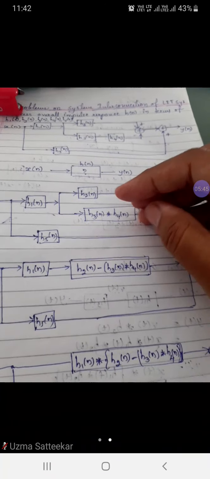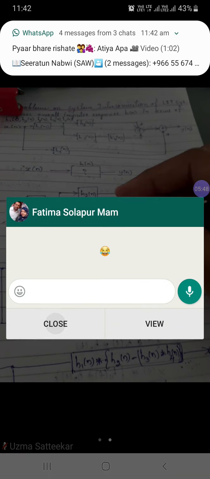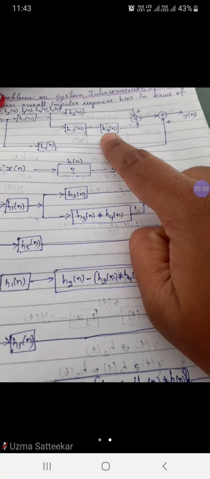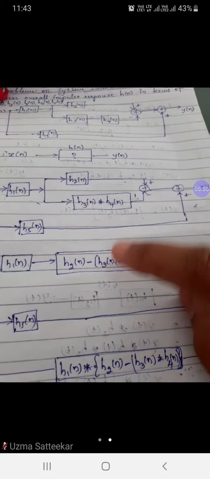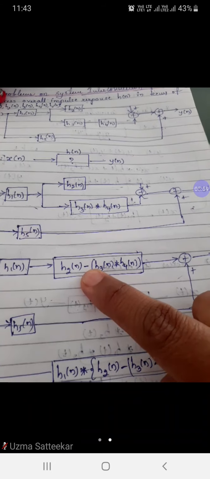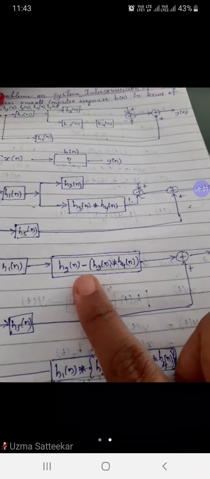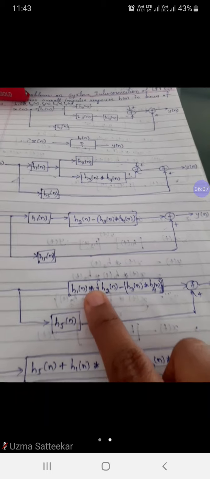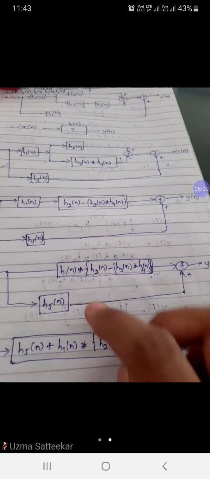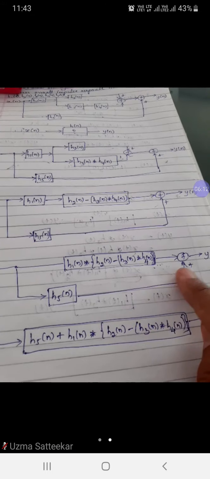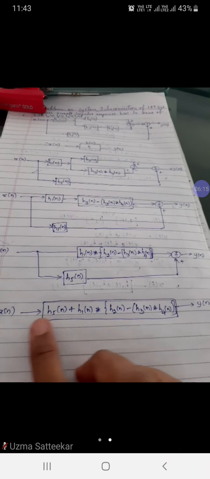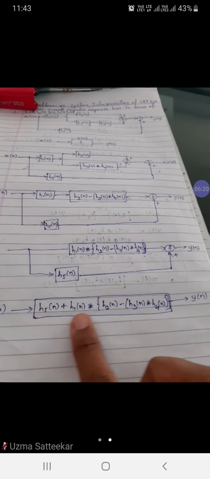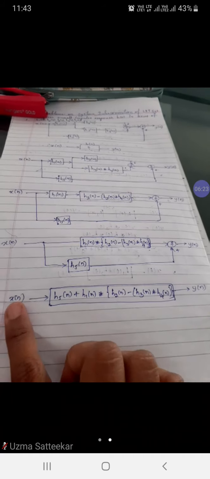So what all we did, let us summarize it. First, they are in series, so convolution. In the next step, these two are in parallel, so addition or subtraction depending on the sign. In the next step, these two are in series, so again convolution. In the next step, these two are in parallel, hence addition because of the plus sign. So this is how we can reduce the block and represent h of n in terms of these impulse responses. Thank you.